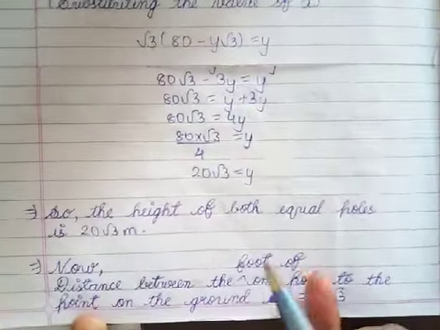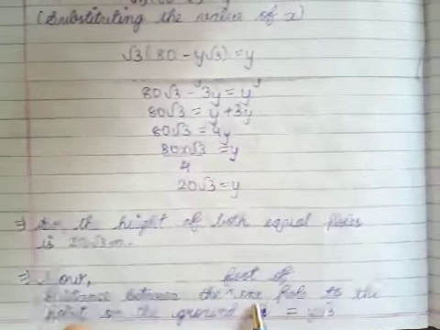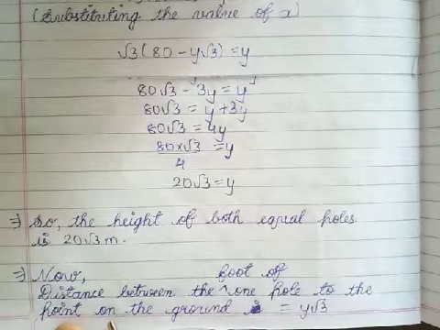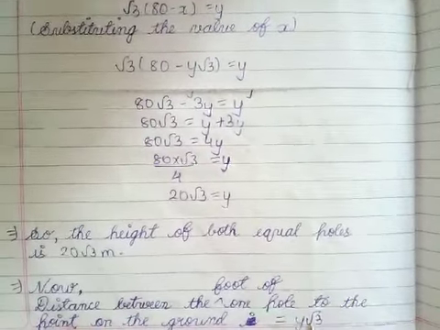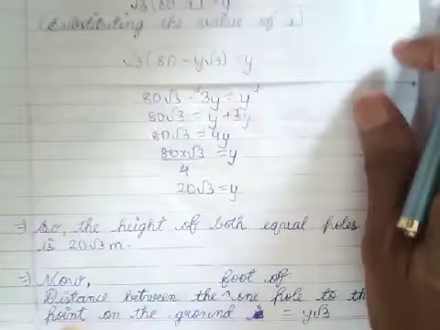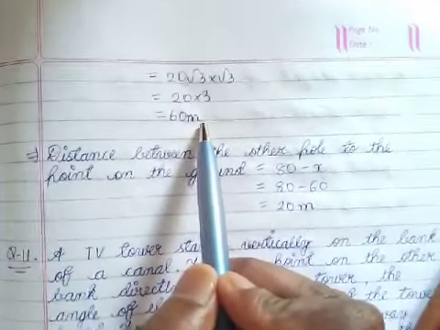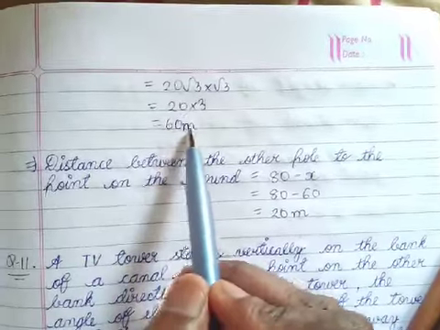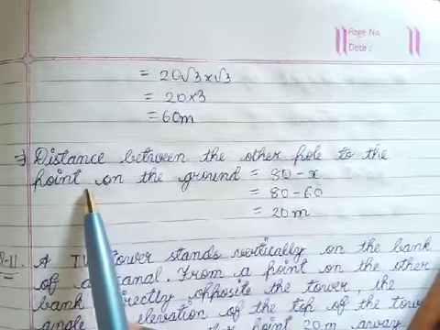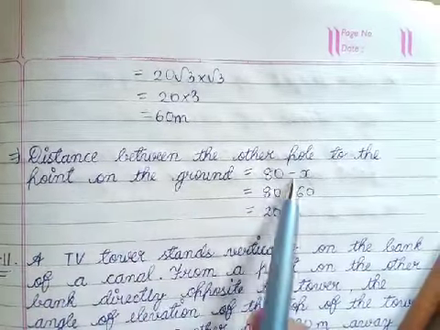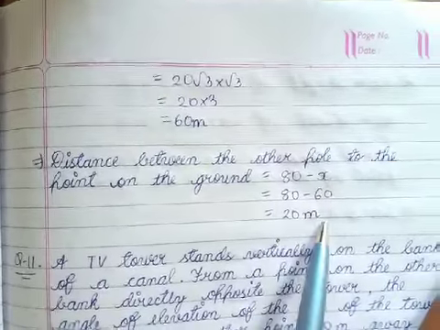Now we have to find the distance between the foot of one pole and the point of observation, which is y root 3. What is y? We got y as 20 root 3. If you multiply and substitute the value, we will get 60 meters. So the distance of one pole from the point of observation is 60 meters, and the distance of the other pole from the point of observation on the ground is 80 minus x. We got x as 60, so 80 minus 60 is 20 meters.